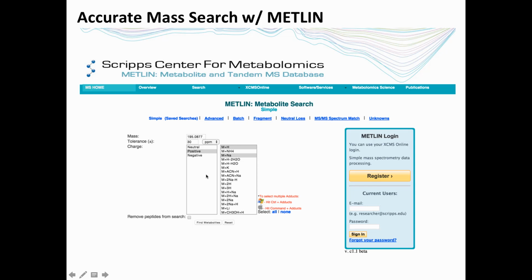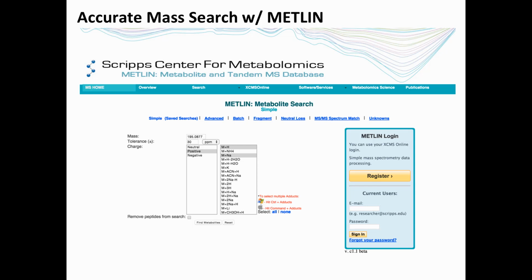If you do that in Matlin, for example, you have to provide some additional information. So there is, of course, the mass, and the tolerance that we just discussed. You need to know whether you were in positive or negative mode. And then you can just select the adducts that you believe are likely. And that is something you need to know from your experimental conditions: how much salt was in the buffer and what was in the buffer.